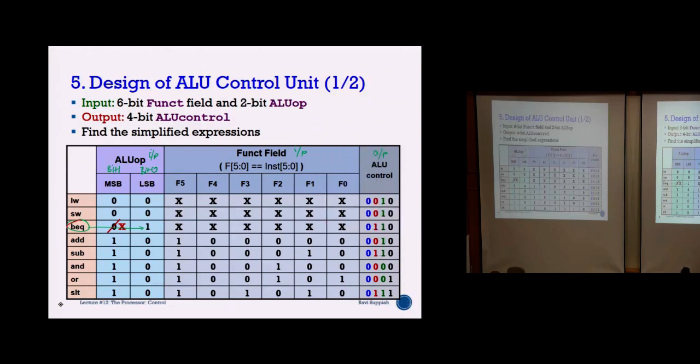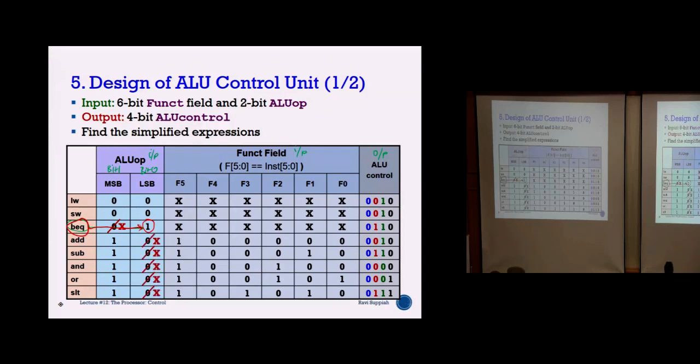So BEQ is the only instruction where the least significant bit is a 1. This means that as long as I see that the ALU op bit 0 is a 1, automatically I know this is a BEQ instruction, correct? I don't need to look at any other bit. So that is the first thing you can do.